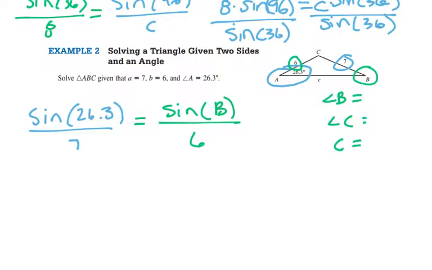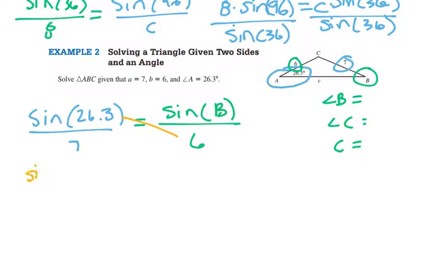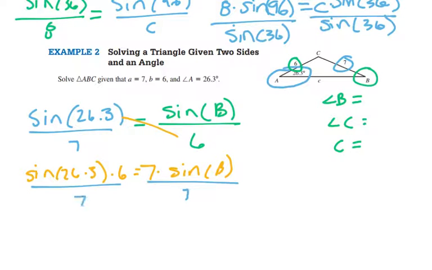So we can go ahead and find the measure of angle b. The measure of angle b will come from multiplying across. So sine of 26.3 times 6 equals 7 times the sine of b. Divide both sides by 7, and we get sine of b equal to sine of 26.3 times 6 divided by 7.